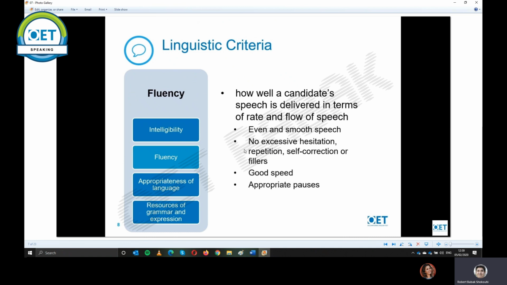Repetition. Some people repeat themselves. They say the words twice. Self-correction or fillers. Some people say something wrongly and they correct themselves. We don't want that, not excessively. Fillers. What are fillers?